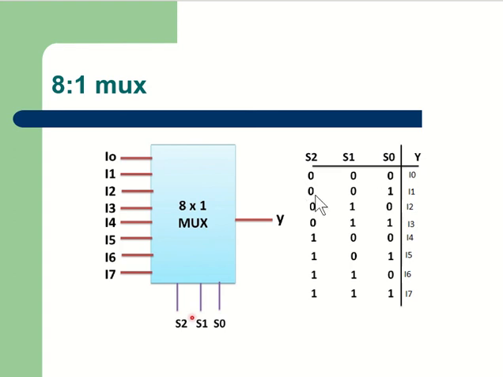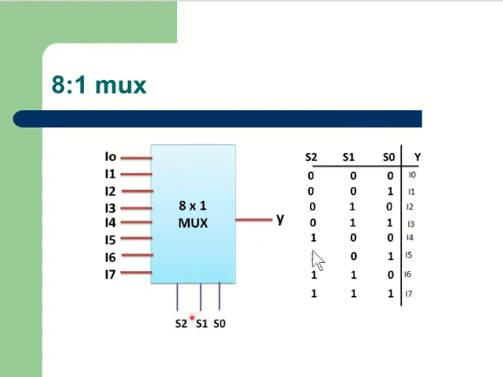When S2 is 0, S1 is 0, S0 is 1, that is the 0, 0, 1 case, I1 will be connected to the output. So we'll have I1. Next case, when S2 is 0, S1 is 1, S0 is 0, the third line I2 will be connected to the output. Next case, when S2 is 0, S1 is 1, S0 is 1, that is the 0, 1, 1 case, I have I3, so this input I3 will be connected to Y.